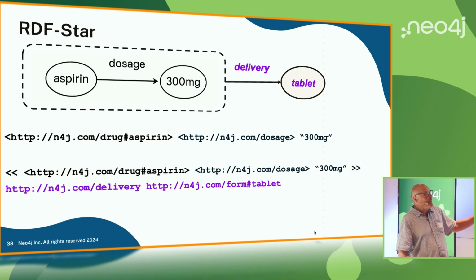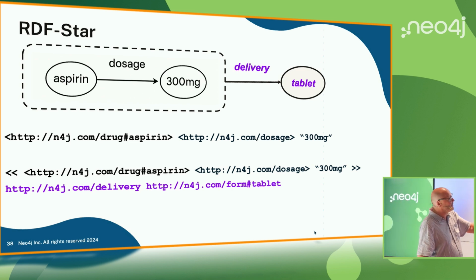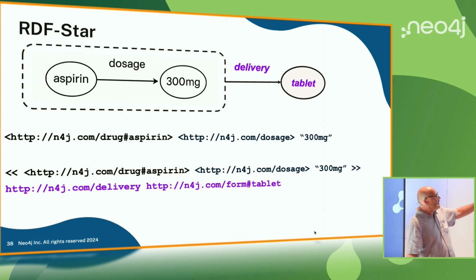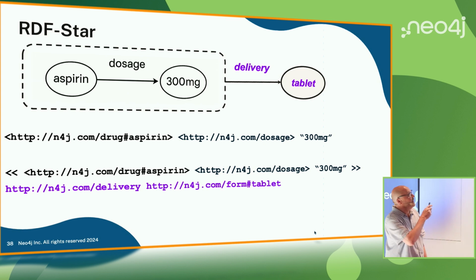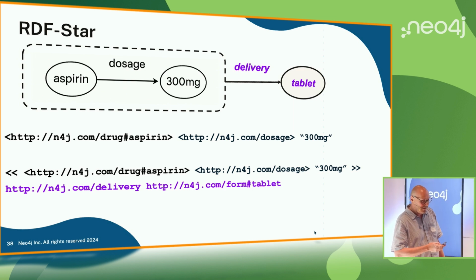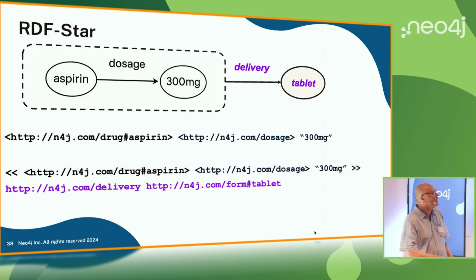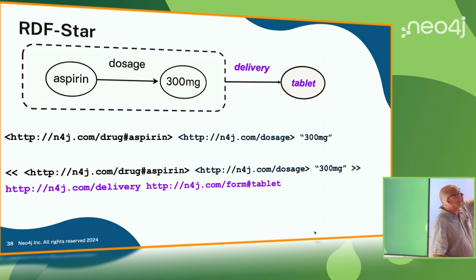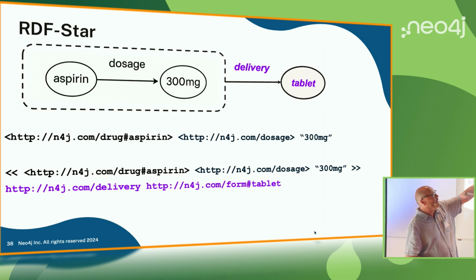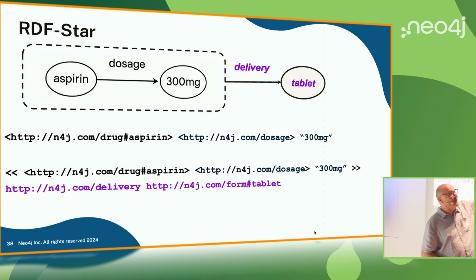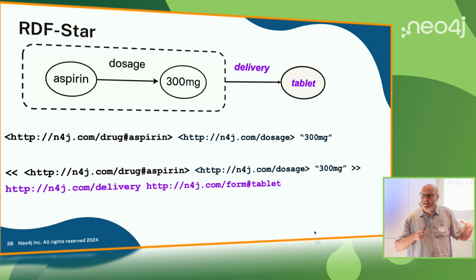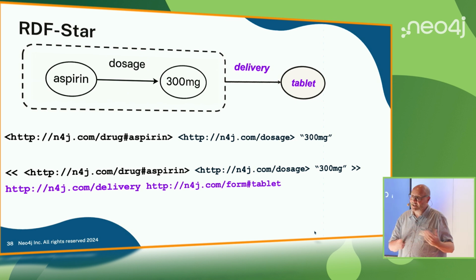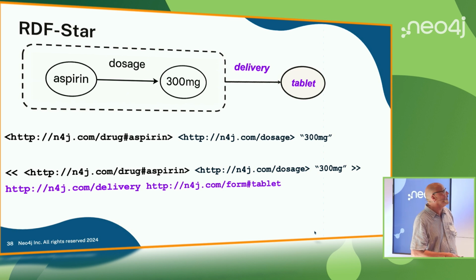Just a little piece around RDF star, and what it looks like when you actually see the triples. You have this additional notation, which represents that for aspirin in this case, the dosage of 300 milligrams is delivered via a particular tablet, and that's using RDF star to describe it. So we're trying to describe, in this case, a relationship property using RDF star.